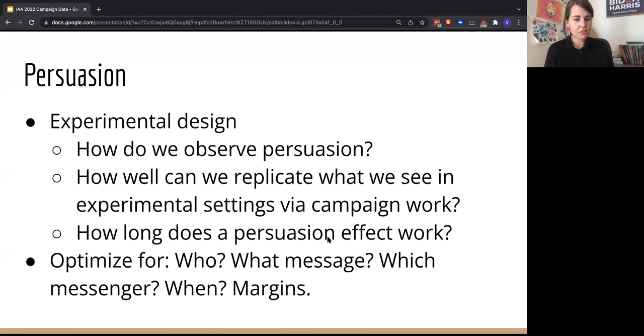Who do we talk to? What message do we give them? Which messenger? We have the ability to decide who is going to talk to you about certain things. When do we do that? And again, focusing everything that we have on places where the result is most likely to be on the margin, and us pushing hundreds and thousands of votes around will actually make a difference in the outcome.